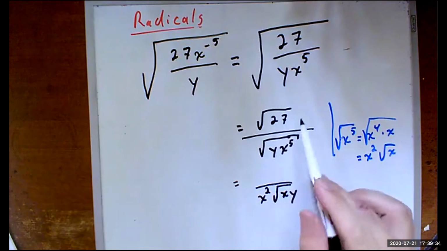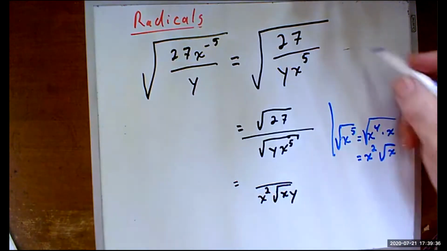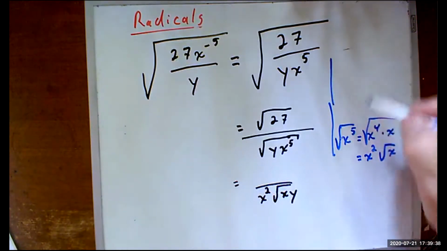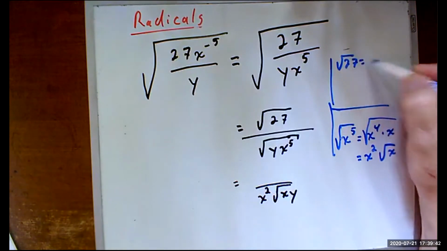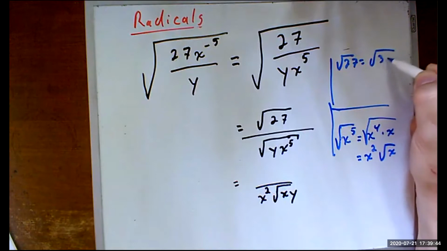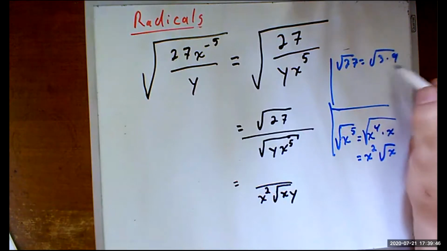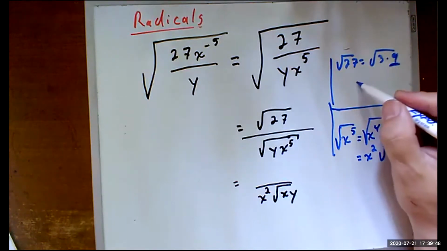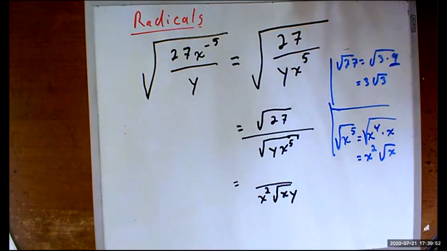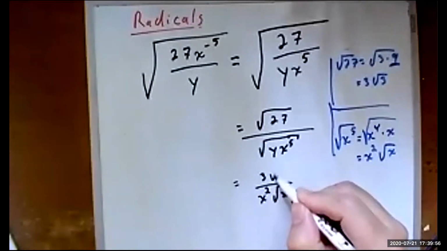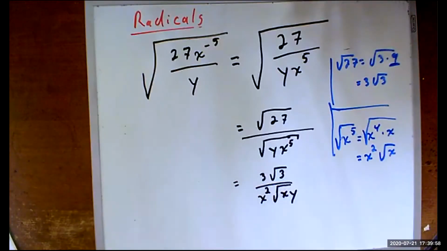At the same time, I can take a look at 27, and I'll do the same sort of sidebar. And 27 is the same as saying 3 times 9. I can take the square root of 9, and I end up with 3 root 3. So that's what I get here.